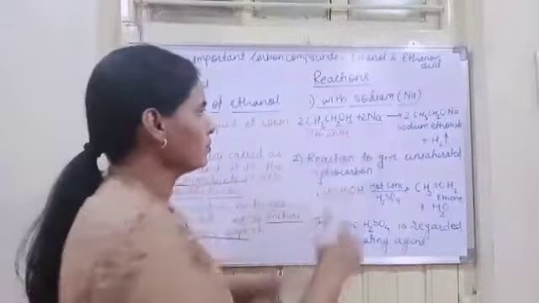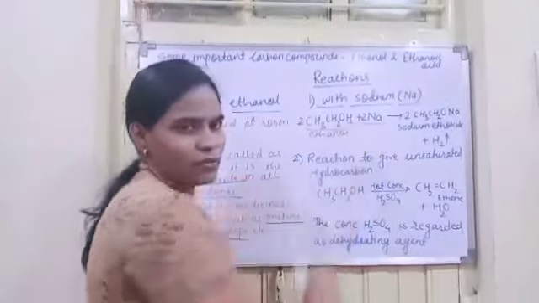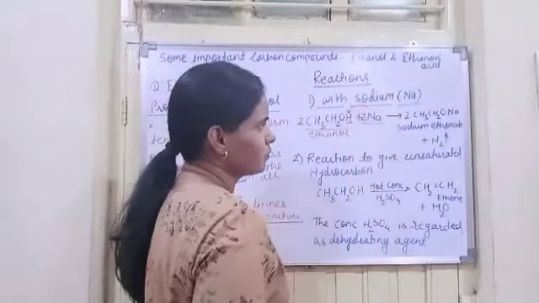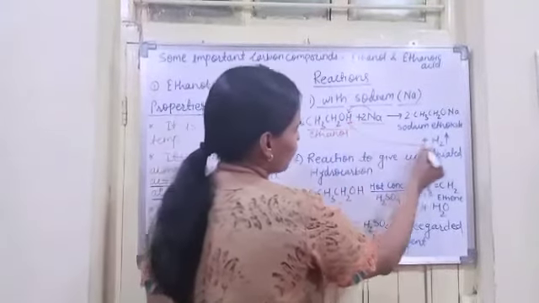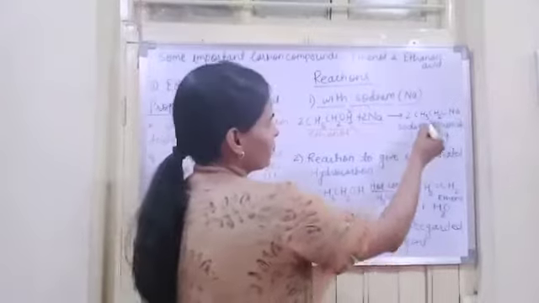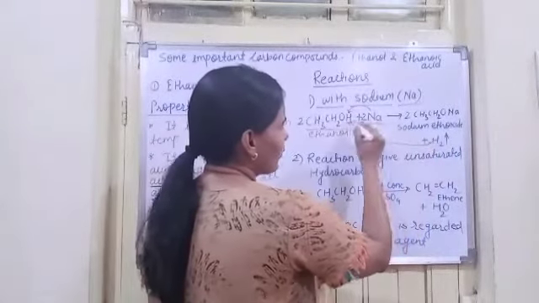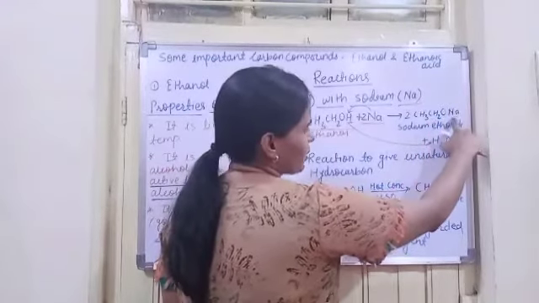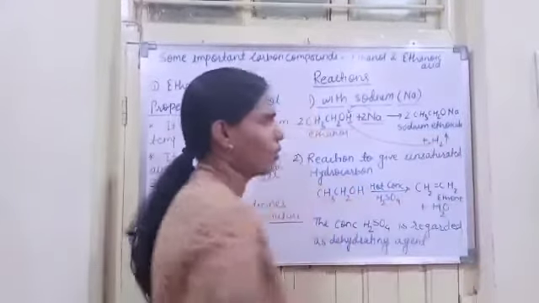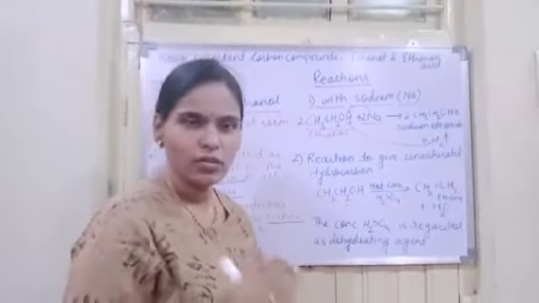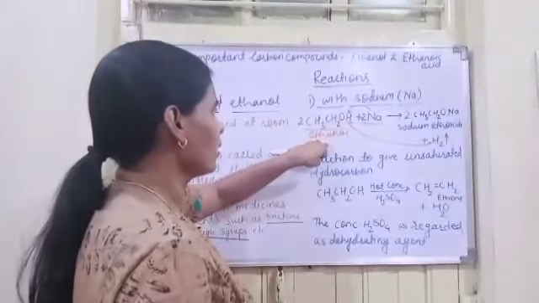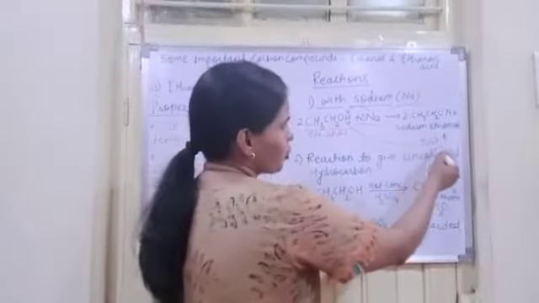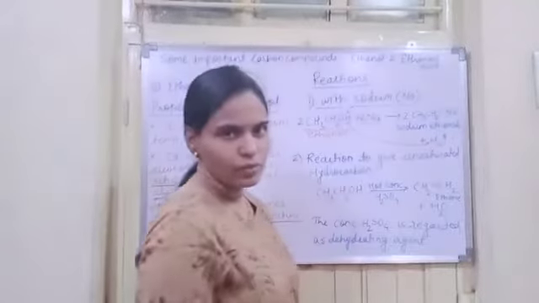So here sodium replaces hydrogen. The sodium will enter here, and hydrogen gas will be removed. So in the place of hydrogen, sodium will come. So what is the compound? CH3CH2O, and now instead of H, it is Na here. The name of the compound is sodium ethoxide. So when ethanol is treated with sodium metal, there is evolution of hydrogen gas with the formation of sodium ethoxide.